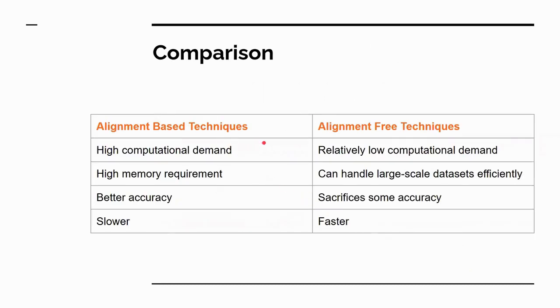So here's a comparison. As we have seen that alignment-based techniques need to align the sequences, so it has high computational demand and high memory requirement. Whereas the alignment-free techniques can tackle the large-scale datasets efficiently. But in terms of accuracy, alignment-based techniques are more accurate than alignment-free techniques.